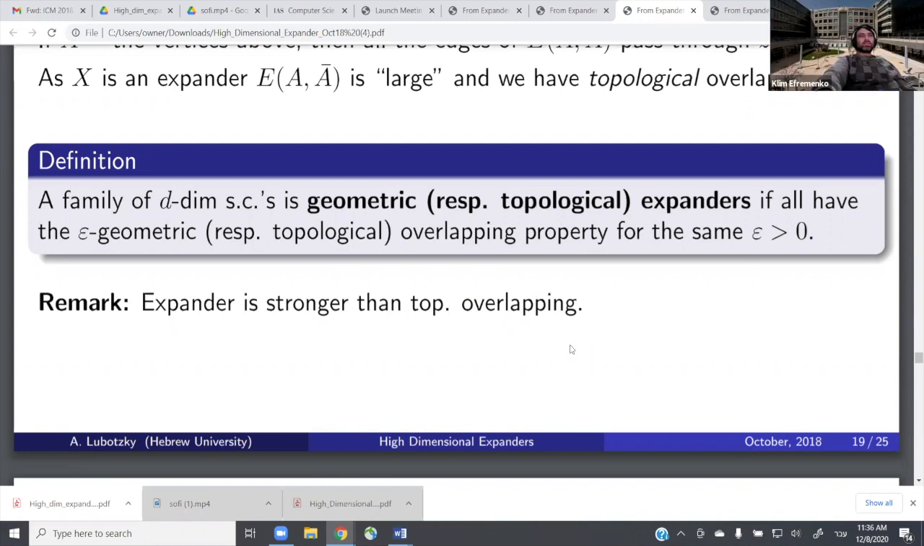Wait, I have a question. Does his proof go from cohomological expansion to topological expansion? No, for topological, no. For geometric expansion, you have by now several proofs, and there is a published proof of even 2 pages, I think.